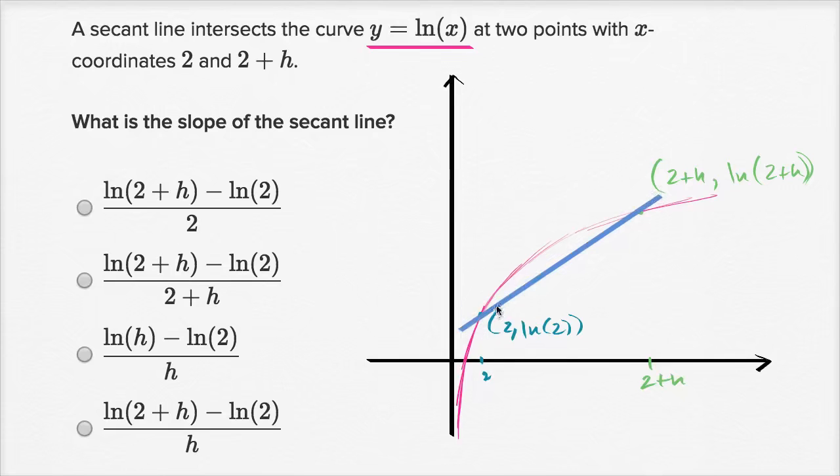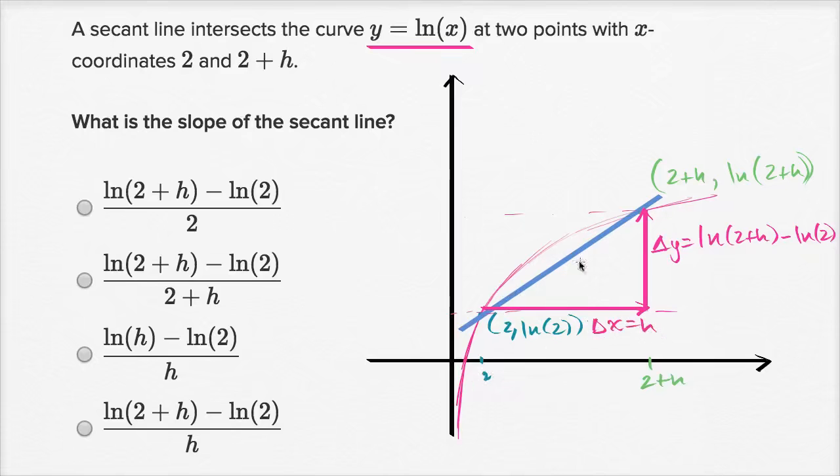And the way that we did this is we figured out, okay, well, what is our change in y? So we are going from y equals natural log of 2 to y equals natural log of 2 plus h. So our change in y is our natural log of 2 plus h minus natural log of 2. And our change in x, well, we're going from 2 to 2 plus h. So our change in x, we just increased by h. So our change in x is equal to h.